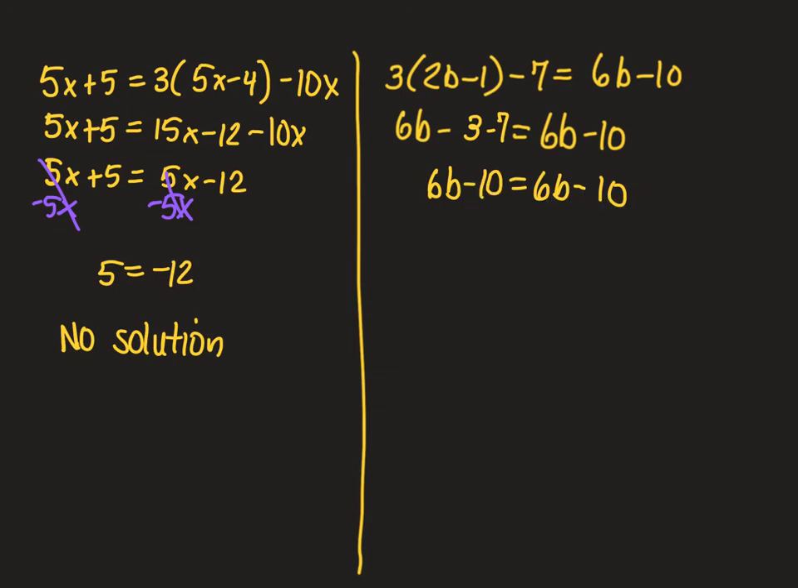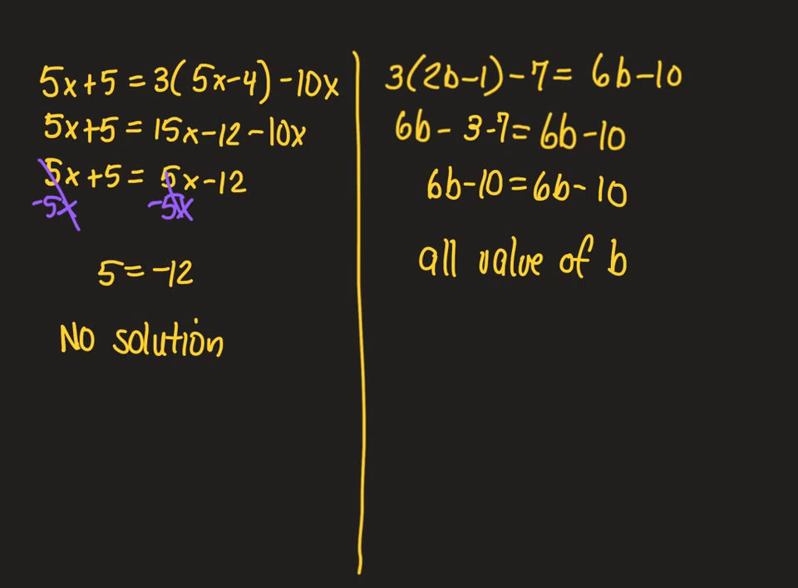So if these two sides match exactly, we have 6b, negative 10, negative 10. If they match exactly, then all values of b work. This is all values of B. Every answer works. There's not one X or B that you couldn't pick that would make that work. So every answer is an answer. No answer, every answer.